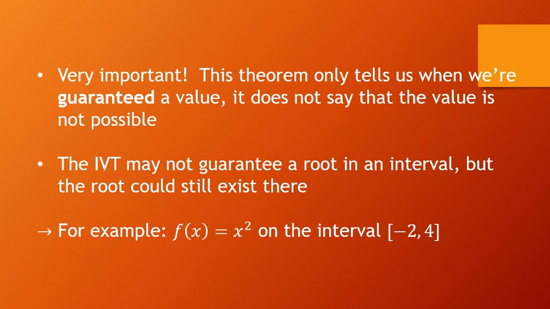So the IVT, just like the EVT, only tells us when we are guaranteed to have something. It doesn't help us rule out things. It just only tells us, yes, you definitely have it, or you may still have it. And there is a process for solving problems which are associated with that particular theorem. In the case of the IVT, your process is a lot quicker and a lot easier. EVT, a little bit more complicated.